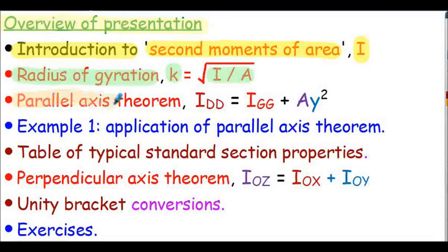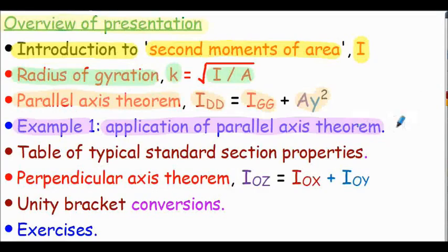Next, we define the parallel axis theorem, where we can find the second area moment about a datum axis, now in terms of the second area moment of the section, its area and its y distance squared. We'll define all these terms within the presentation. Then we have example 1. It's an application of the parallel axis theorem. The section considered here is a semicircle.